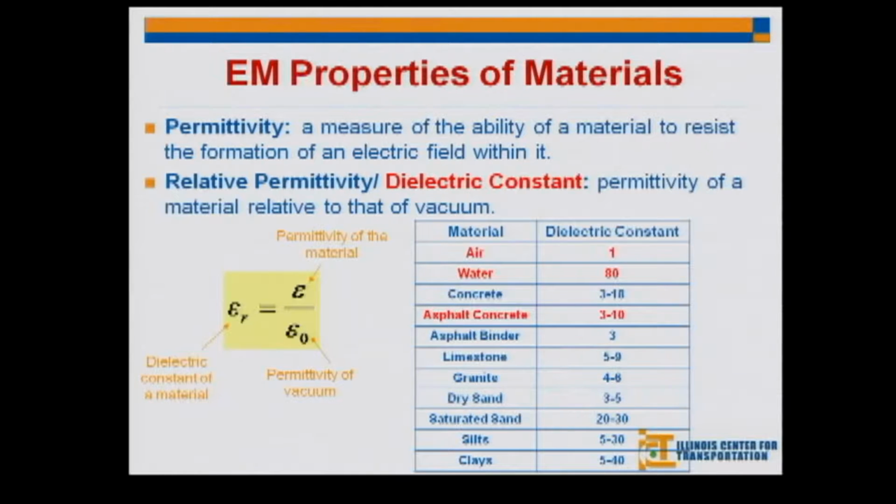Asphalt concrete, again, is from 3 to 10. Asphalt binder is almost constant, which is really good. So it's around 3. Then you get into the limestone and granite, and the granite is always lower than the limestone, and that will help us in our analysis later.